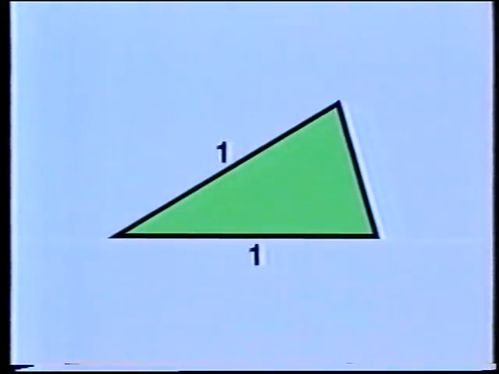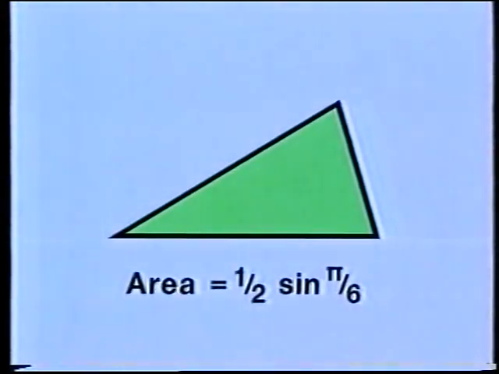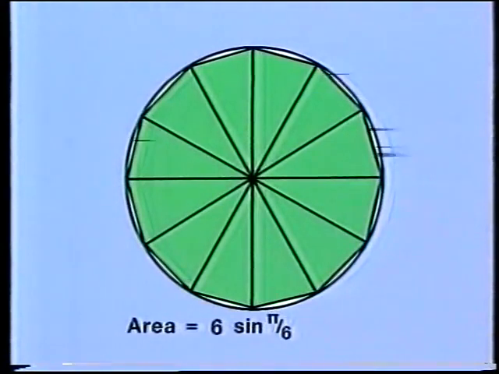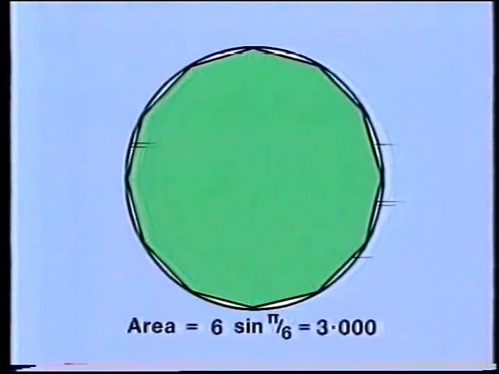Now, the next polygon has 12 sides. To find its area, we divide it up into 12 triangles. As before, these sides have length 1. But this time, the included angle is pi by 6. So the area of the triangle is a half sine pi by 6. Which means the original polygon has area 12 times that, 6 sine pi by 6, which is exactly 3, a better approximation to pi.